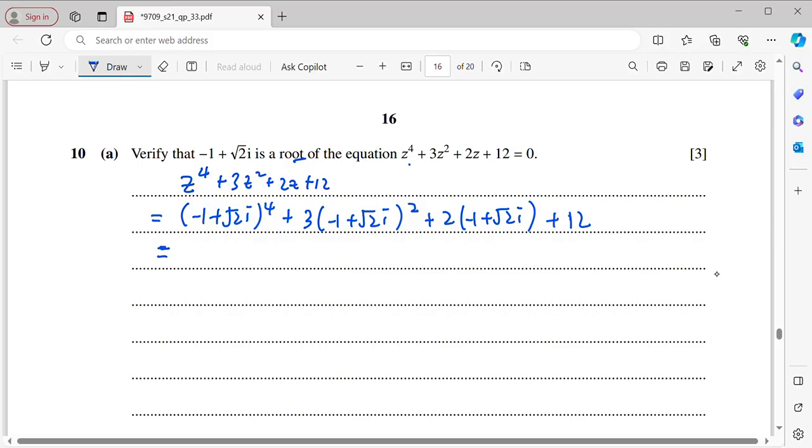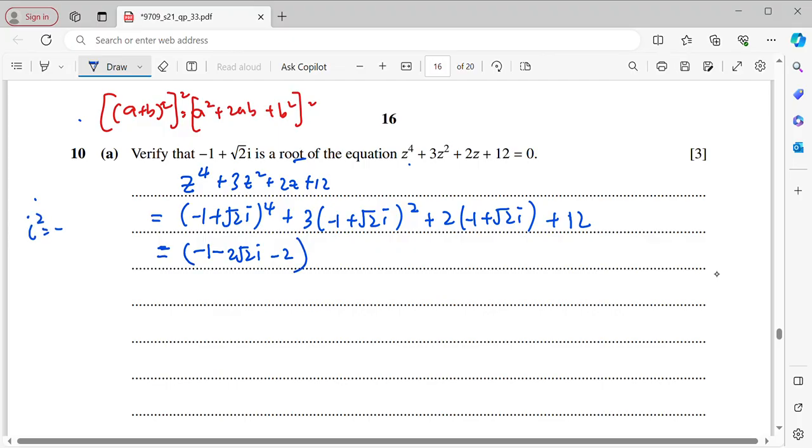So here, when it is degree 4, I will say that it is square of square. So you expand this first using the square, then you will be getting a squared plus 2ab plus b squared. Then I will square another one. So I will square outside. That will be degree 4. Okay. So this is going to be -1 minus 2 root 2i minus 2. Because i squared is -1. Don't forget. Alright. i squared is -1.